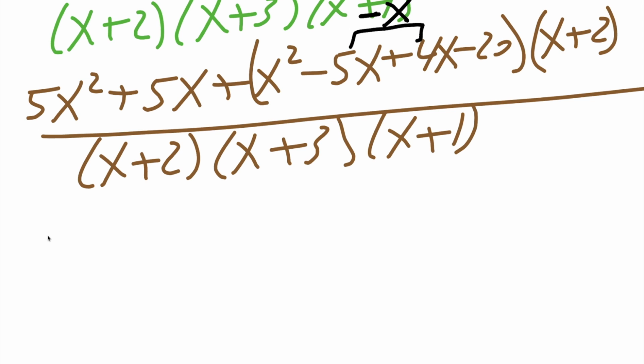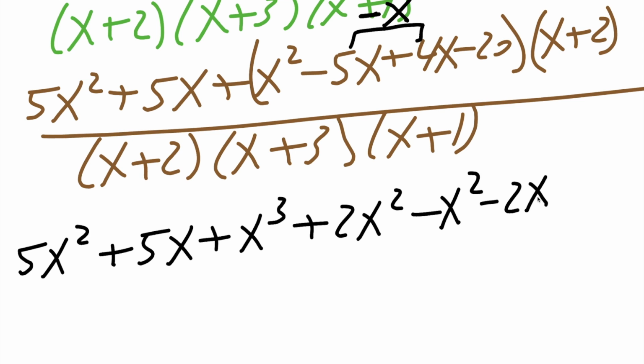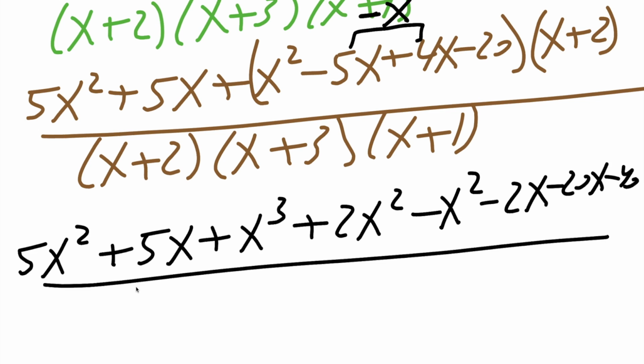Next, we're going to expand again. So we go to our numerator, 5x squared plus 5x. Now we need to do this piece times this piece. So x squared times x is x cubed. X squared times 2 would give us 2x squared. Negative x times x would give us negative x squared. Negative x times 2 would give us negative 2x. And then negative 20 times x is negative 20x. And negative 20 times 2 is negative 40. Divided by our common denominator.